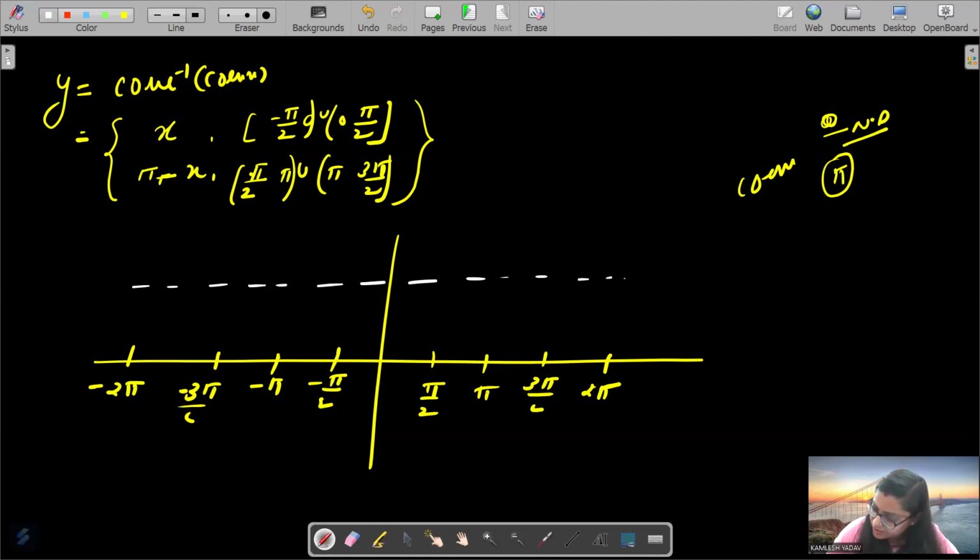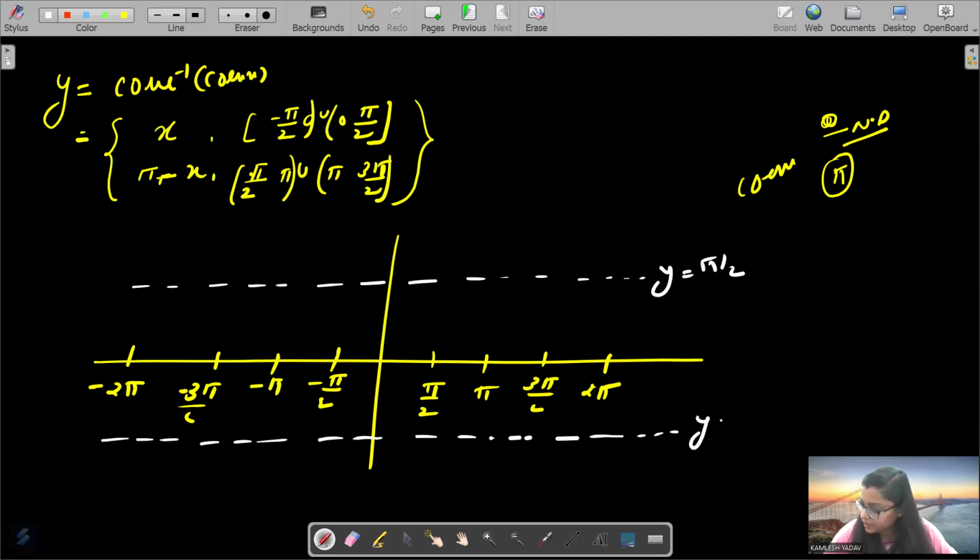this is a line y is equal to pi by 2. And this is another line y is equal to minus pi by 2. Okay, so here, where I draw the first line, the first line is y is equal to x, but except 0. So which is drawn like that. Here y is equal to x.